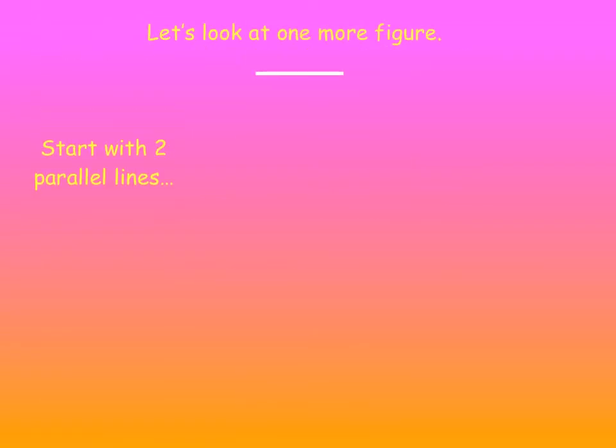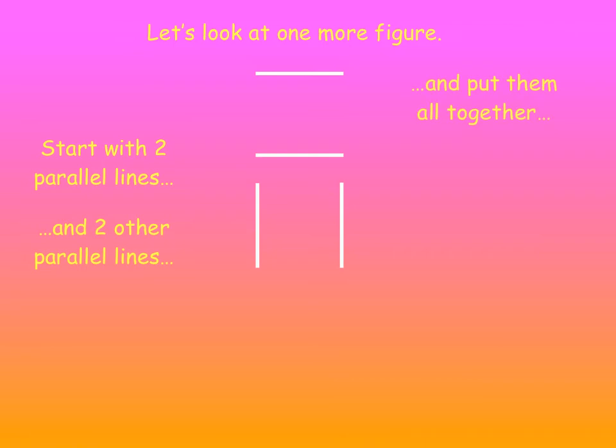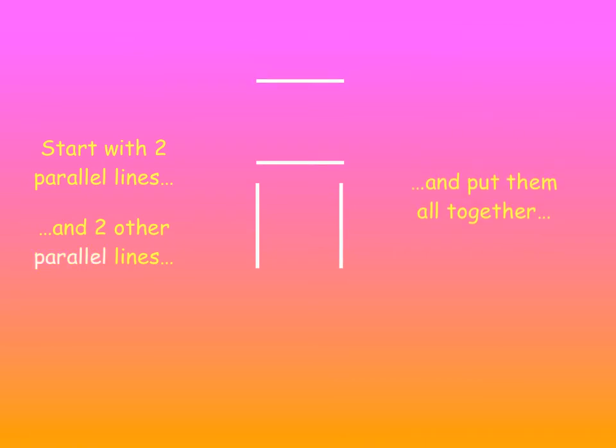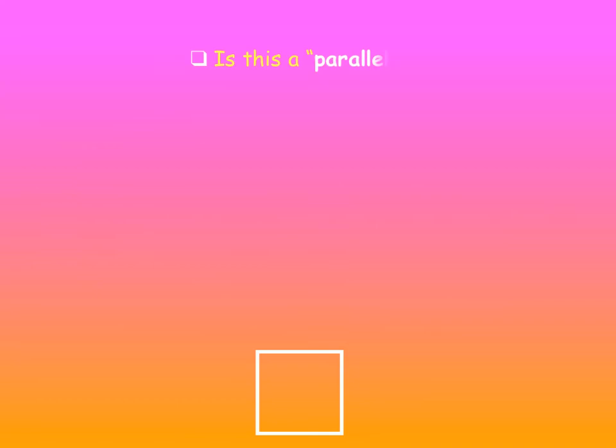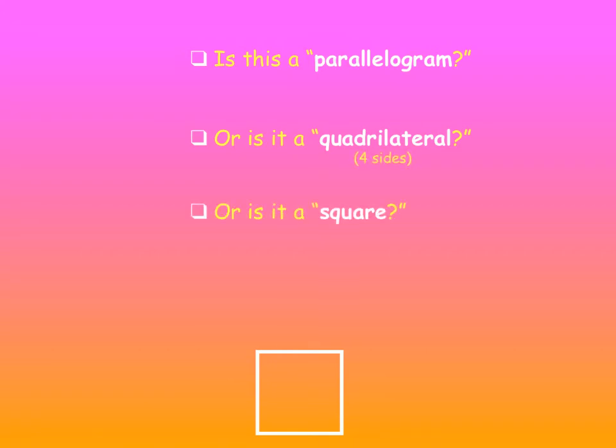Let's look at one more figure. Again, we'll start with 2 parallel lines and 2 other parallel lines. And then we'll put them all together. And again, you have a parallelogram. Is it a parallelogram? Yes. Is it a quadrilateral? Yes. Or is it a square? Yes, it fits into all 3 categories.